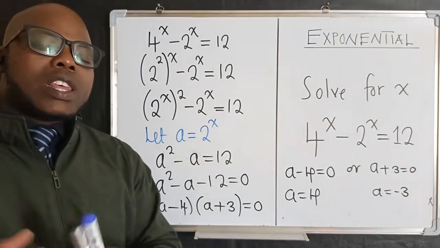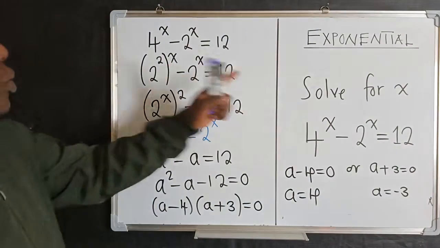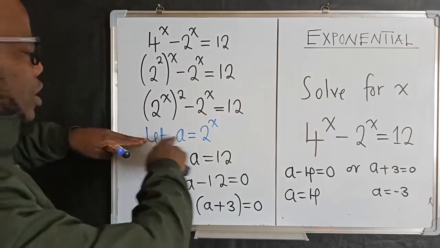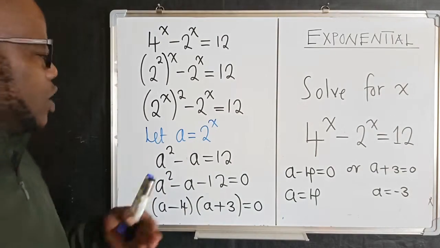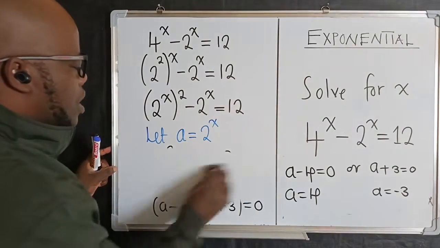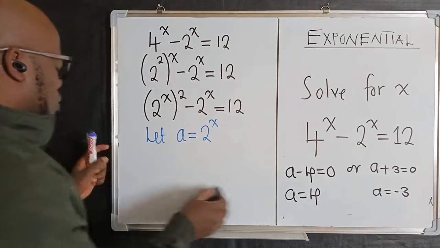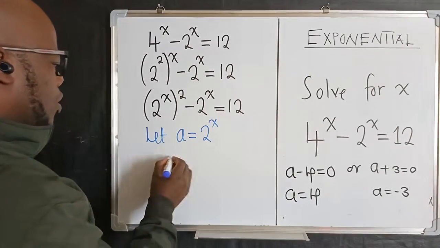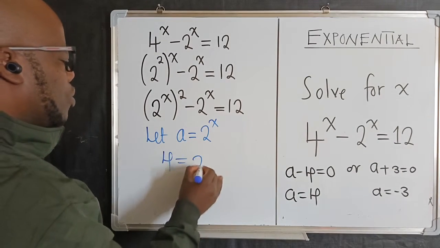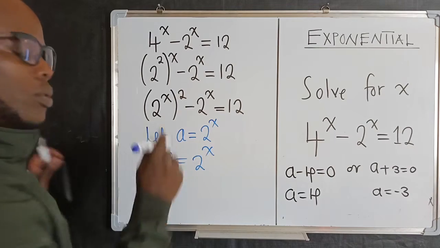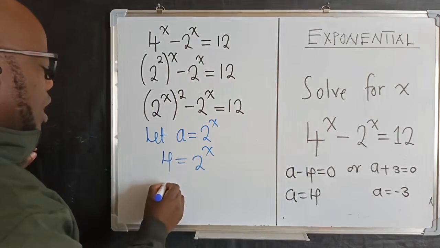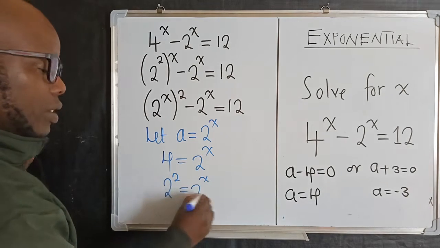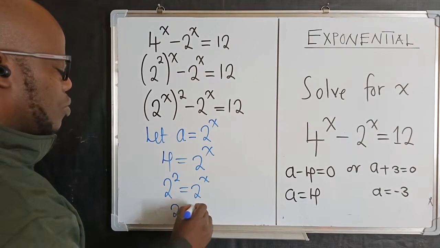So we found the a value. But the question wants us to find the value of what? Of x. So now what we're going to do is go back to the stage where we said let a be equal to 2 power x, and simply substitute. We will start with a equal to 4. So we write 4 is equal to 2 power x. Where there's a, we substitute 4. Then we say 2 power 2 is equal to 2 power x. The bases are the same, so we can say 2 is equal to x.